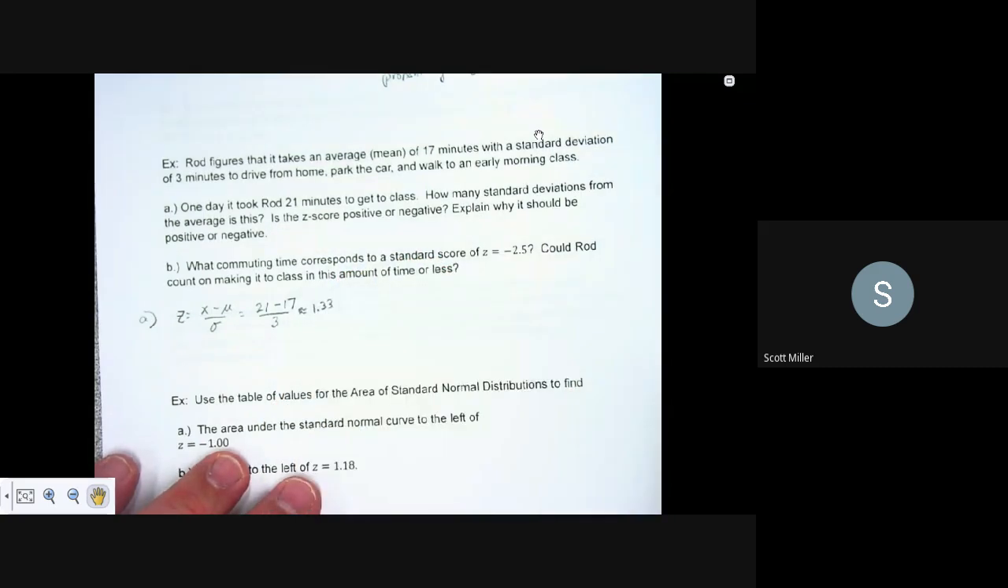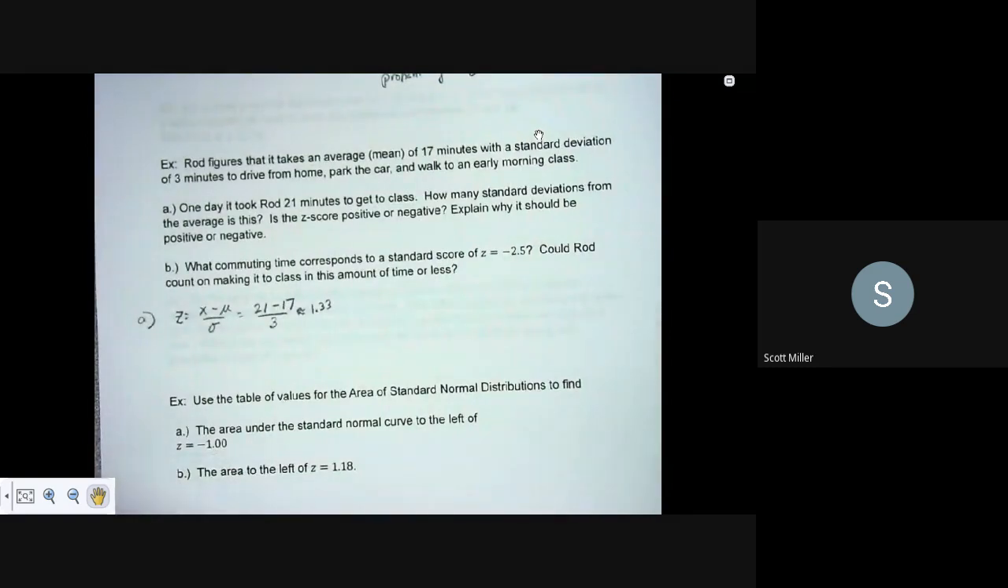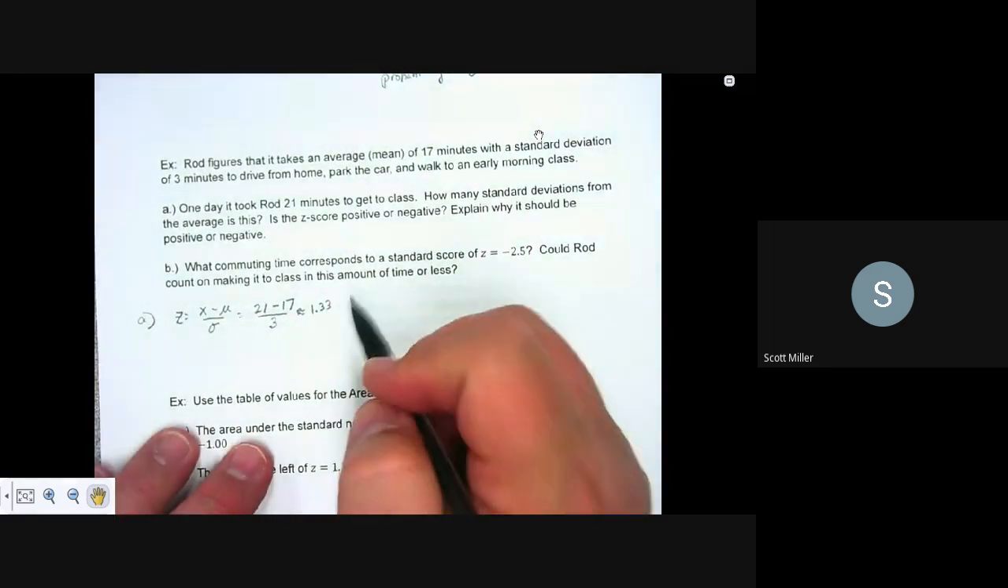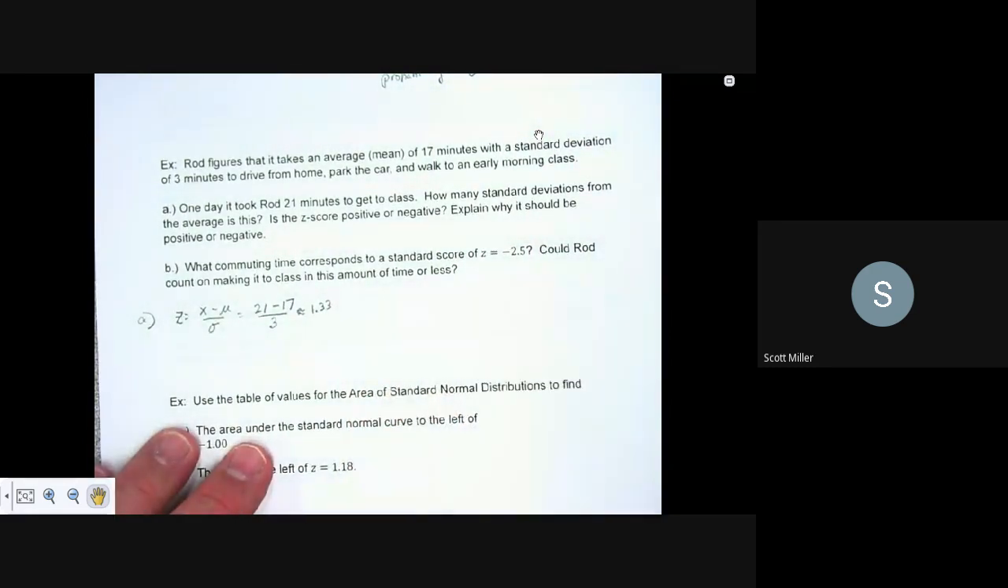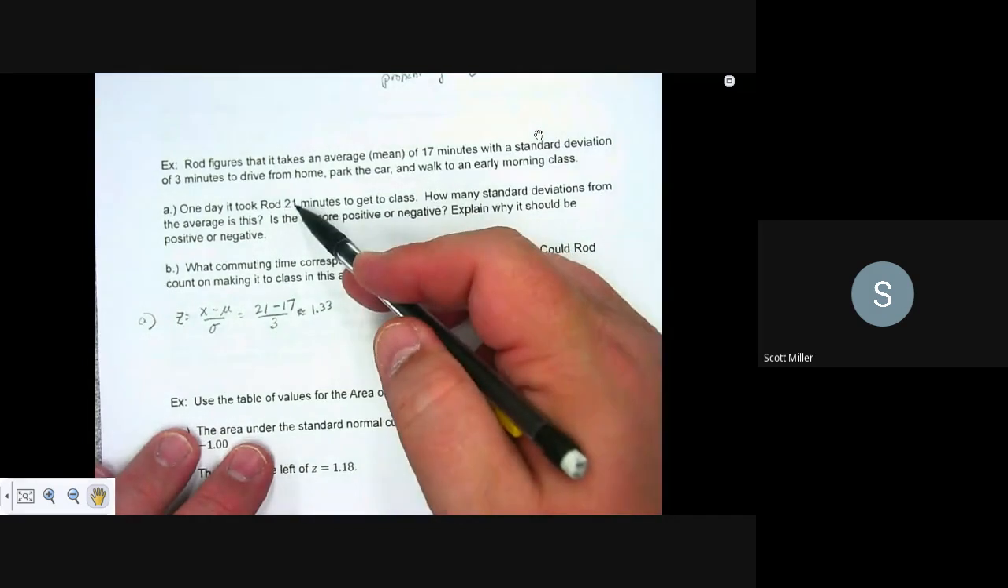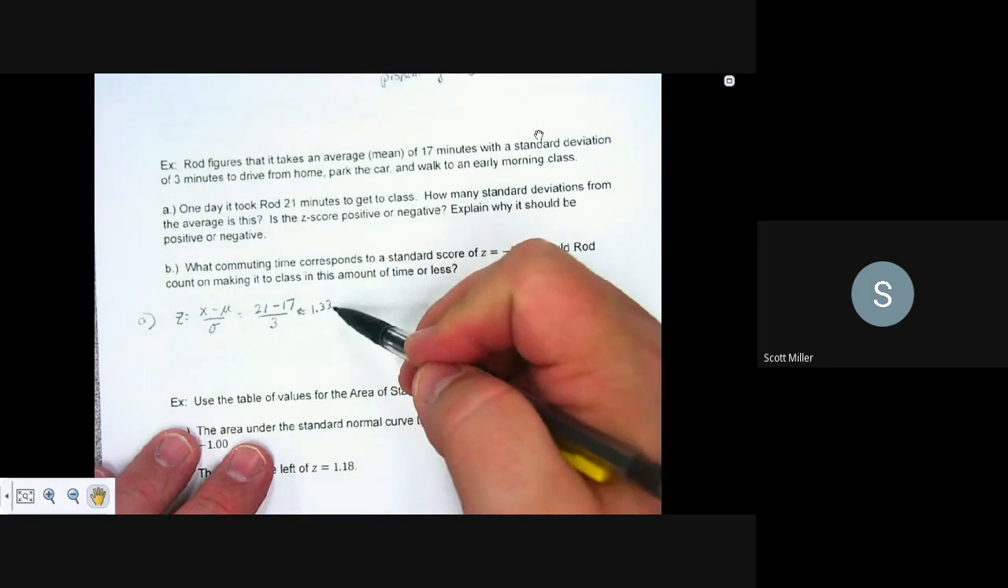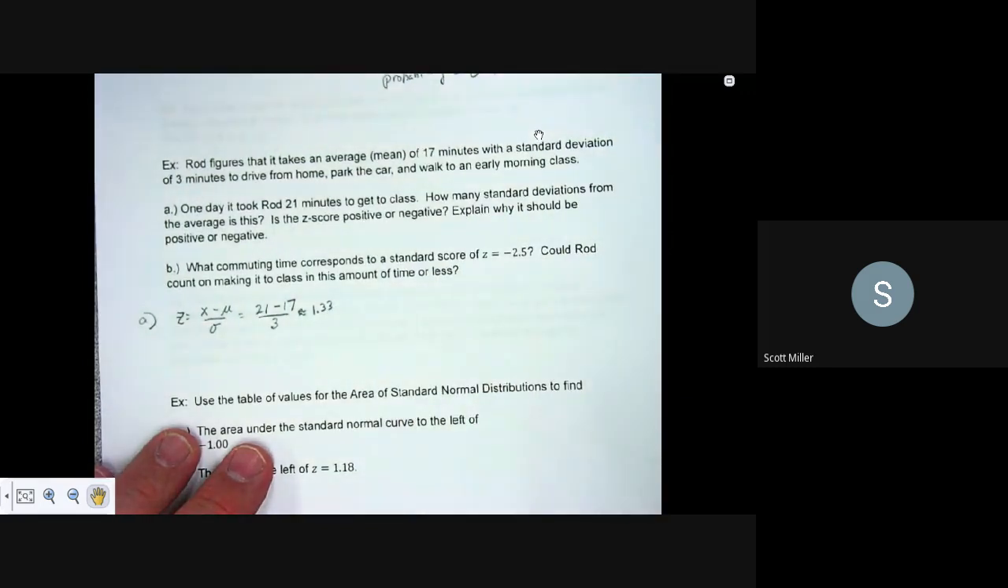Now, why do I need to do this? Well, 2 decimal places is because you're going to be using a table that's going to help us find probabilities, and it's only 2 decimal places. All right? So there's my z-score associated with the number 21. So how many standard deviations is 21 from its mean? It is 1.33 standard deviations from its mean.